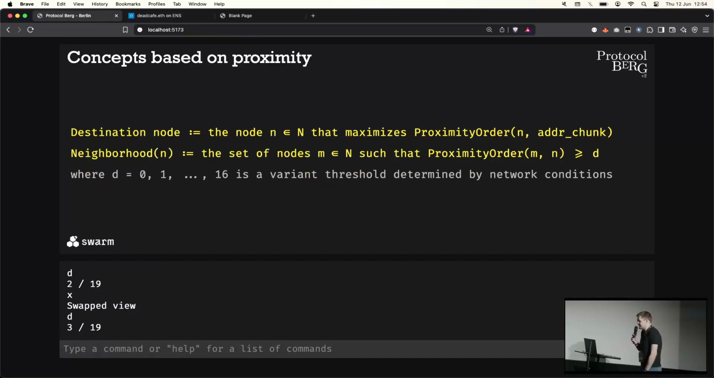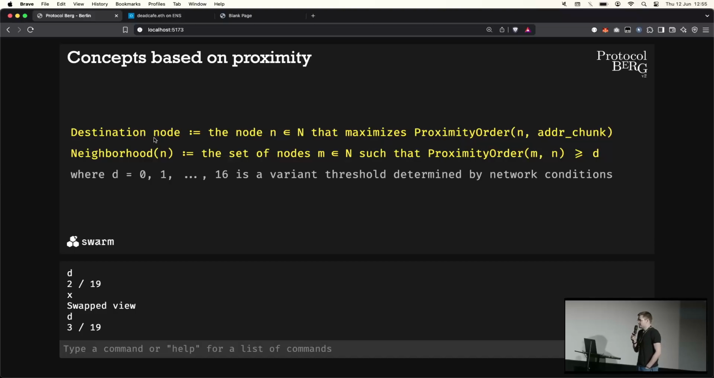So we have the nodes and we have the chunks. So let's start defining rules for this decentralized storage network. The first question is, where do chunks get stored? And we can use proximity to give a solution to this. So we are going to define a rule, this first one, that the destination node or the storer node is the node which is the closest to the chunk address, the node which maximizes the proximity order with the chunk address.